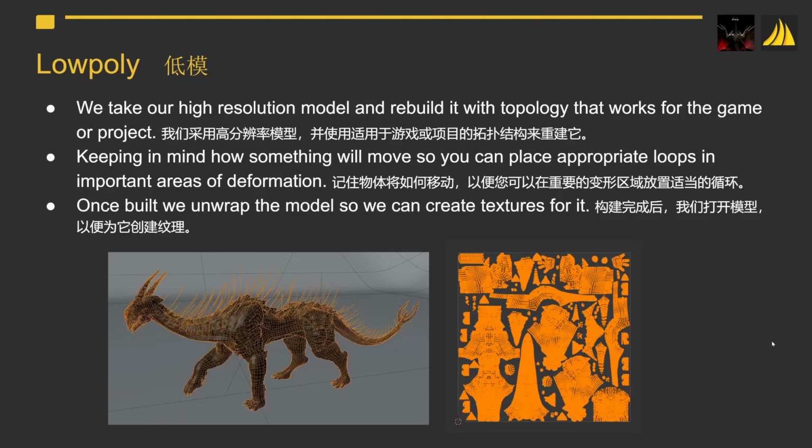Next up, we have the low poly. This is where we take the high resolution model and rebuild it with topology that works for the game or project. For this, it's very important to be in sync with your rigger, right? If you're rigging yourself, again, you have to make sure that it deforms correctly. Then once we have all the topology done and we build everything out, we can unwrap it and then start creating the textures for it.